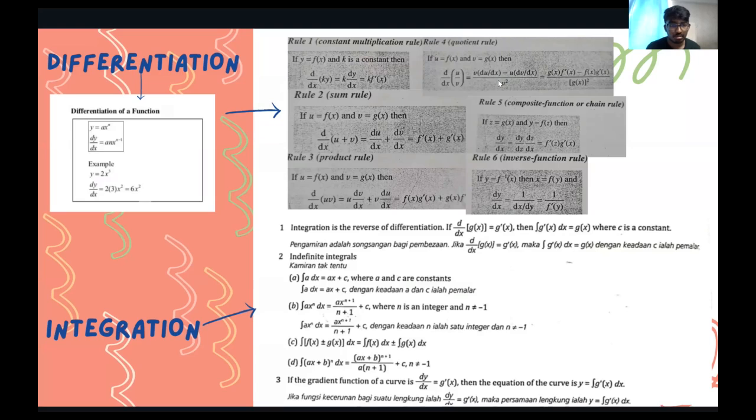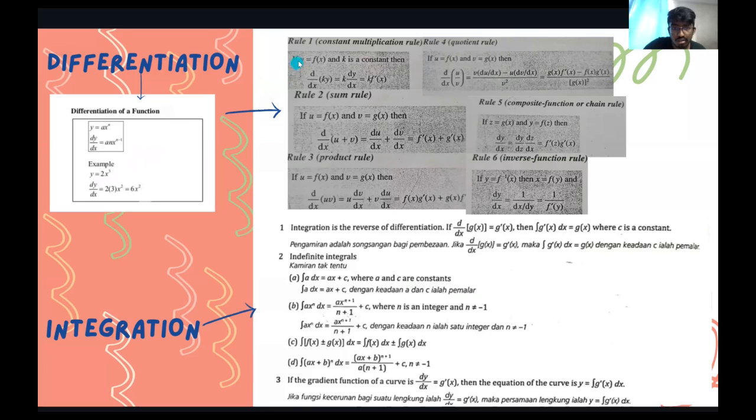So today I'm going to talk more about differentiation of a function. An example is shown on the left of the picture where y equals a x power of n, and when differentiated it is a n x power n minus 1. For example, 2x power of 3 differentiated will become 6x squared.